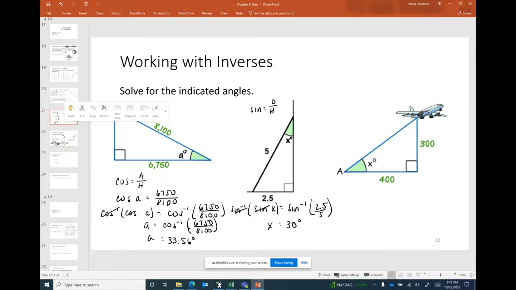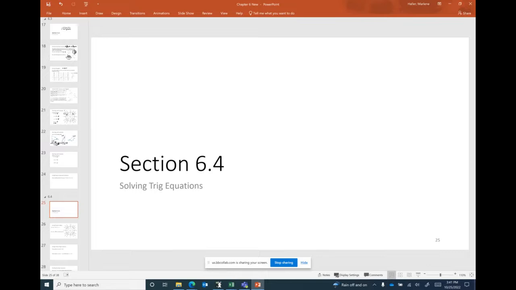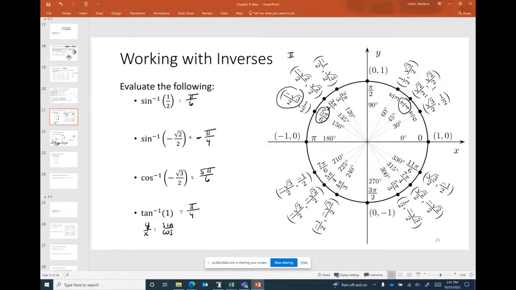Look, go back up here. Where's the sine of 1/2? Right here. Right there. And that, of course, is at 30 degrees.